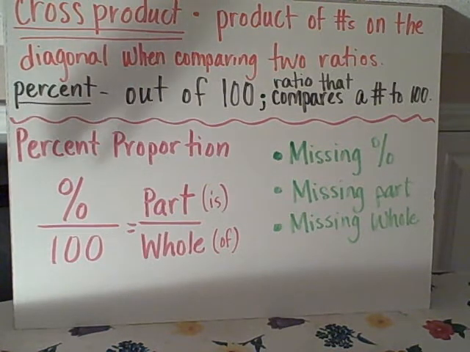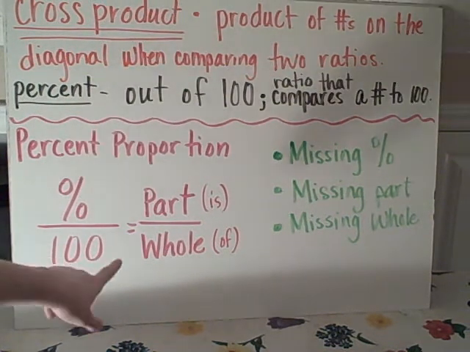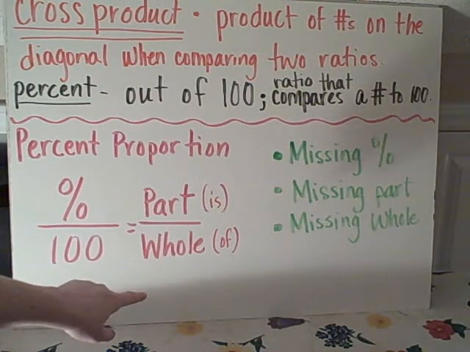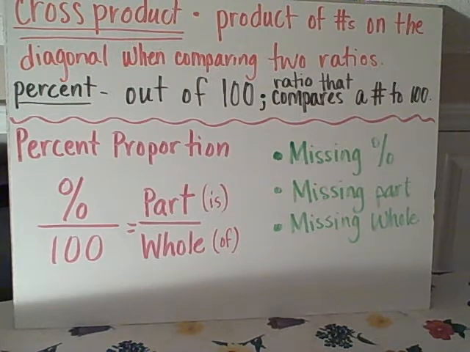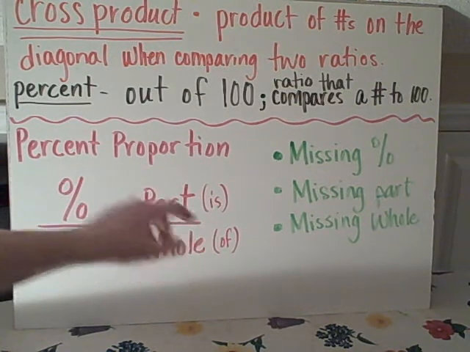Now let's look at this percent proportion that we're going to be using. It's set up where we have the percent over 100 because the percent is out of 100, and that is equal to the part over the whole. The denominator represents the whole amount, the numerator represents the part. I have two little words out beside the words part and whole, is and of, because in the problems we're going to look at, those words are typically associated with the whole amount or part of the amount. And there are three types of things we're going to use the percent proportion for: to find missing percents, missing parts, and missing wholes.